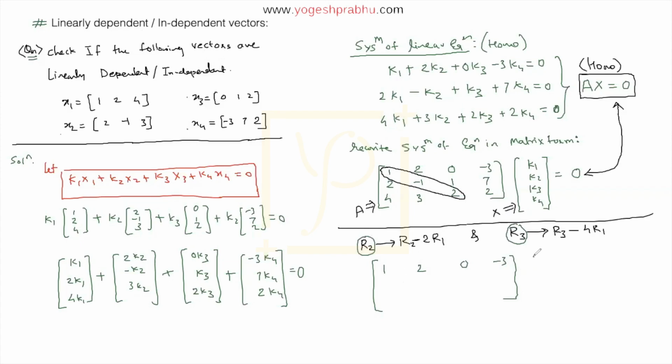And on the right hand side, it is K1, K2, K3, K4. So that will also not get affected. And the right hand side is 0. So 0 will also not get affected. Now all you have to do is double this and subtract. So it is going to be 0. So now you have to double this and subtract.